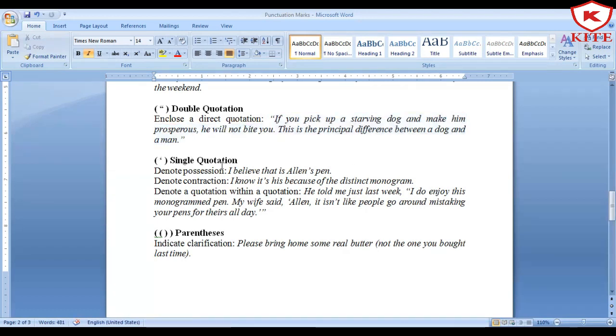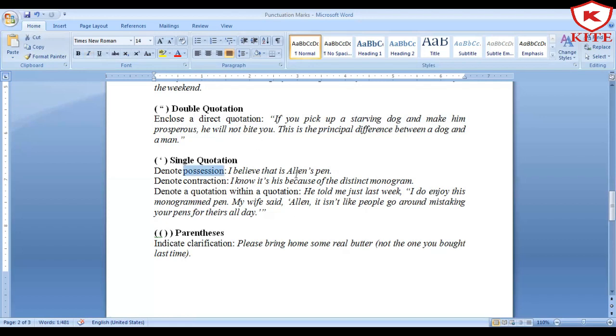Okay, next comes single quotation. Now, what is the single quotation? We already have a double quotation, and here is single quotation, which is used more widely and at more places than the double quotation. Let's see where. So, single quotation shows or denotes possession. Possession means ownership of something.